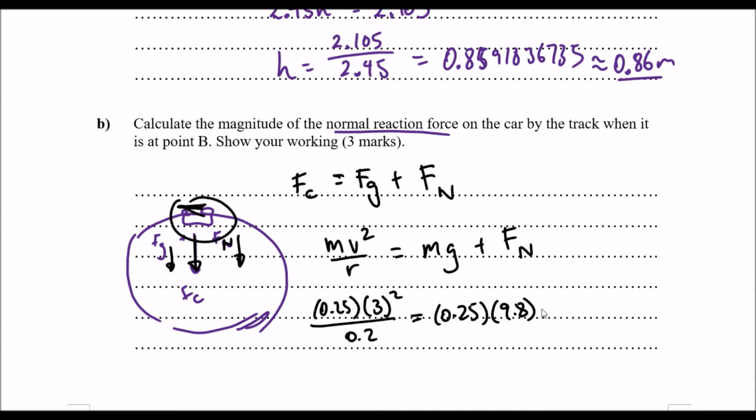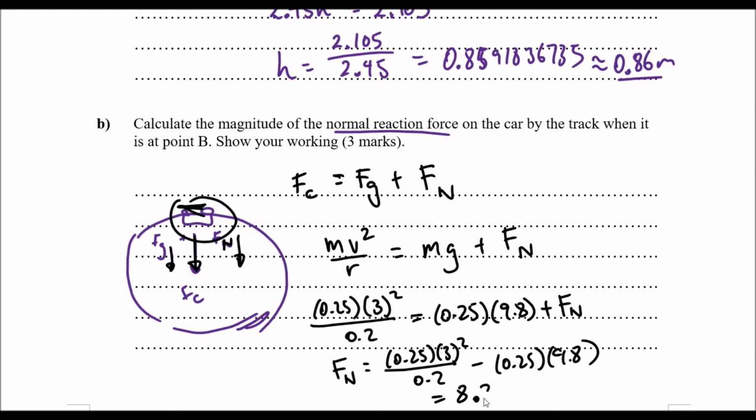Okay, so the normal force is equal to this value here being subtracted by this value here. So let's see what value that gives us. It gives us a value of 8.8 newtons, in this case going down.